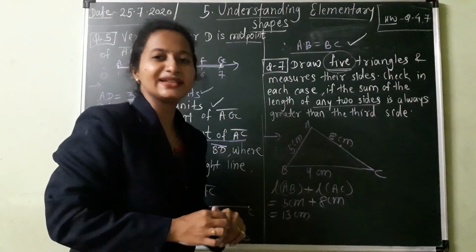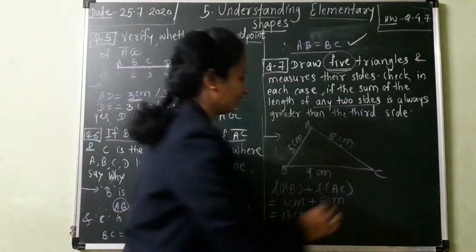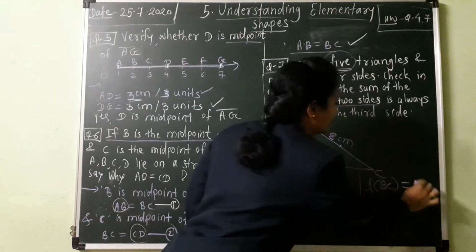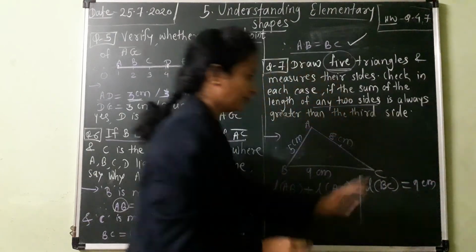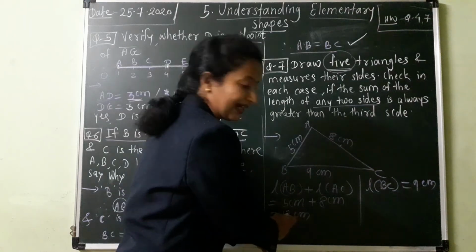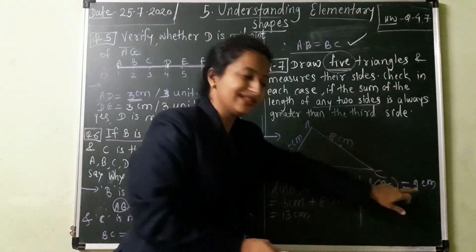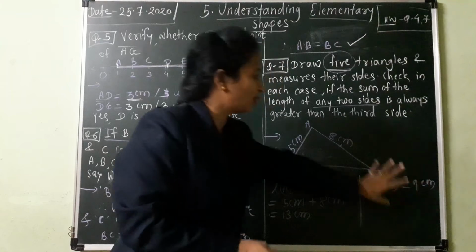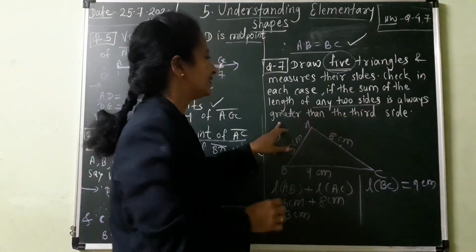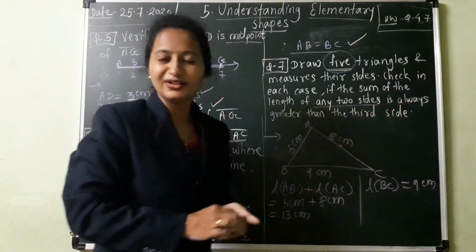And which is the third side left? That is BC. The length of BC is 9 centimeters. Now tell me, is the sum of the lengths of 2 sides greater than the third side? Yes. So what will be the statement? Yes, the sum of the lengths of 2 sides is always greater than the third side.